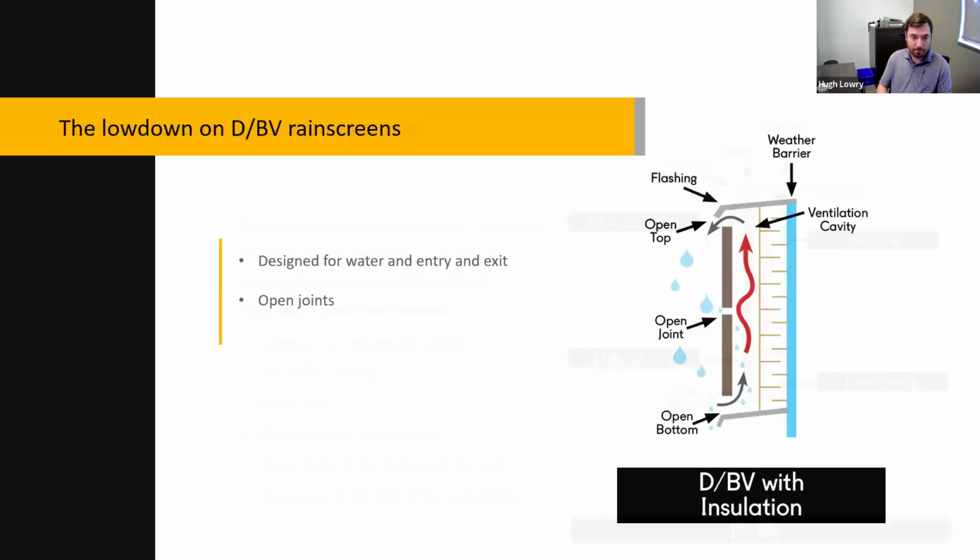So we're going to get into drained back ventilated real quick. They're designed for water entry and exit, and they have an open joint system. You can see in the picture to the right, there's obviously an open joint there in the middle of the wall. I want to point attention to that because the next slide is going to be a bit different. The joints are designed to allow both water and air in and out of the system. The ventilation cavity is between the screen or the cladding itself, and then the insulation back there.